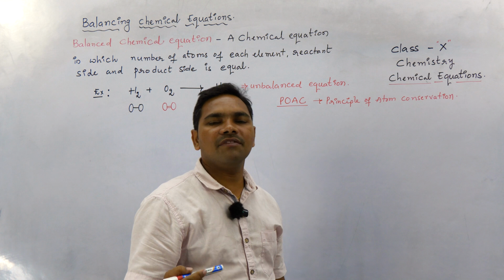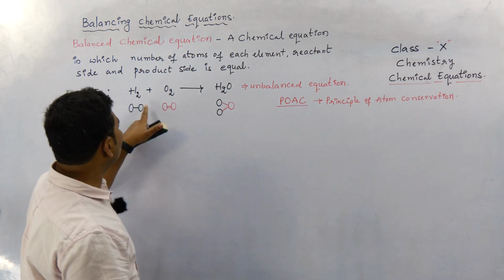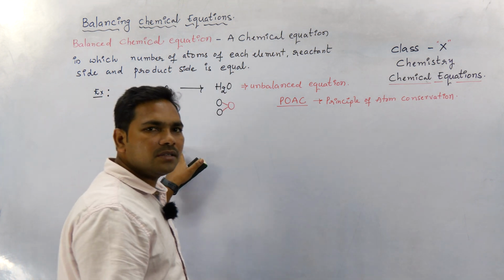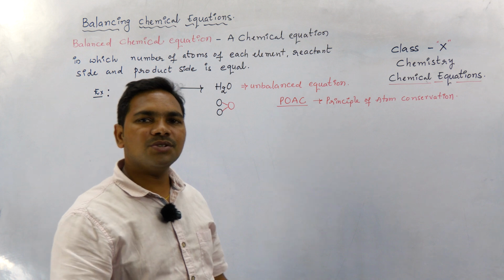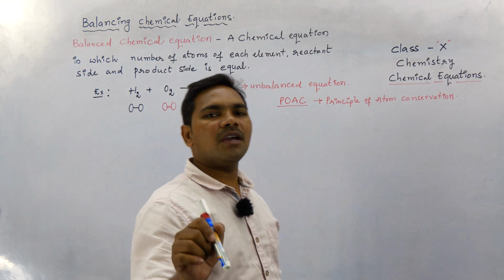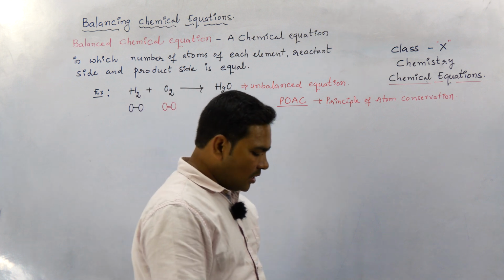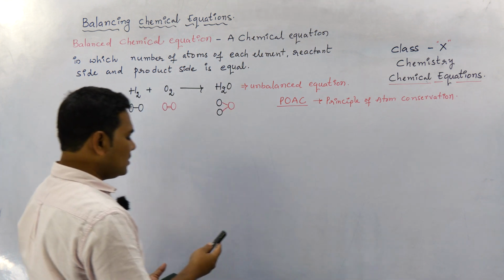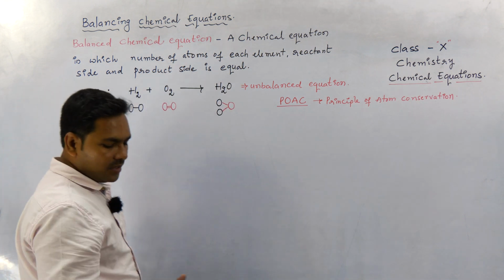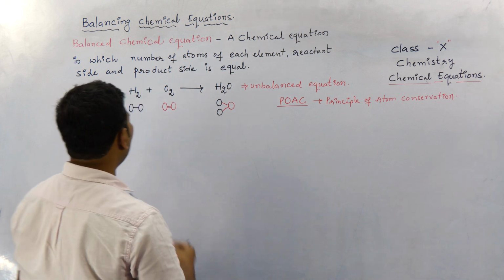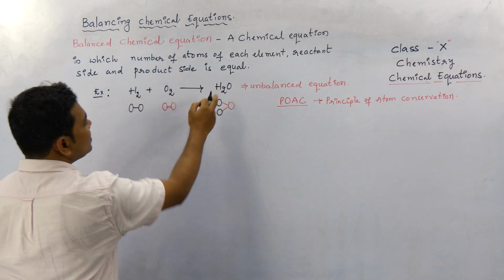The process of making the number of atoms of each element on the reactant side equal to the product side is called balancing a chemical equation. Balancing chemical equation. This is our today's topic. Now let us see how we balance this equation. So I have this equation: hydrogen, oxygen and water.